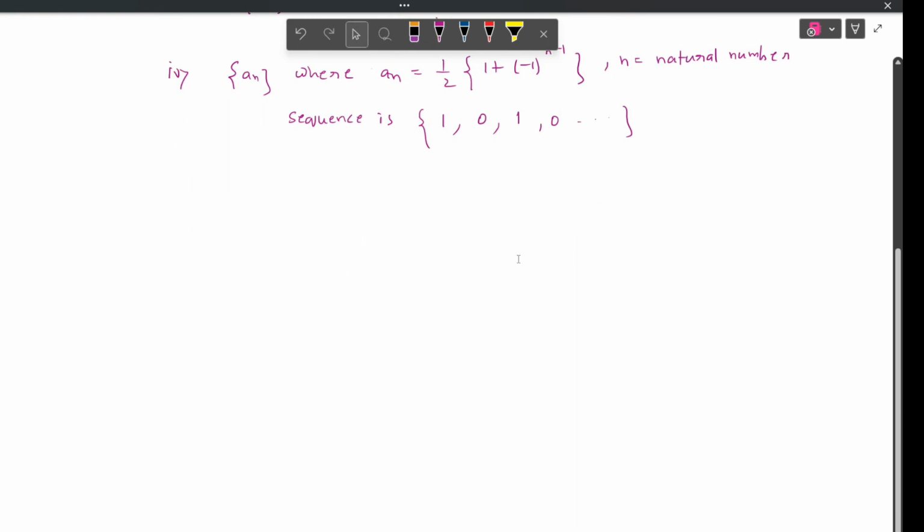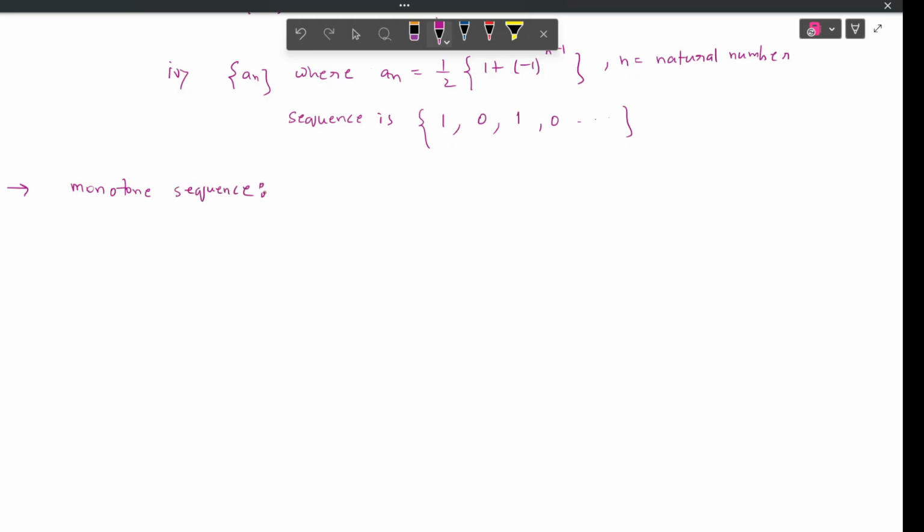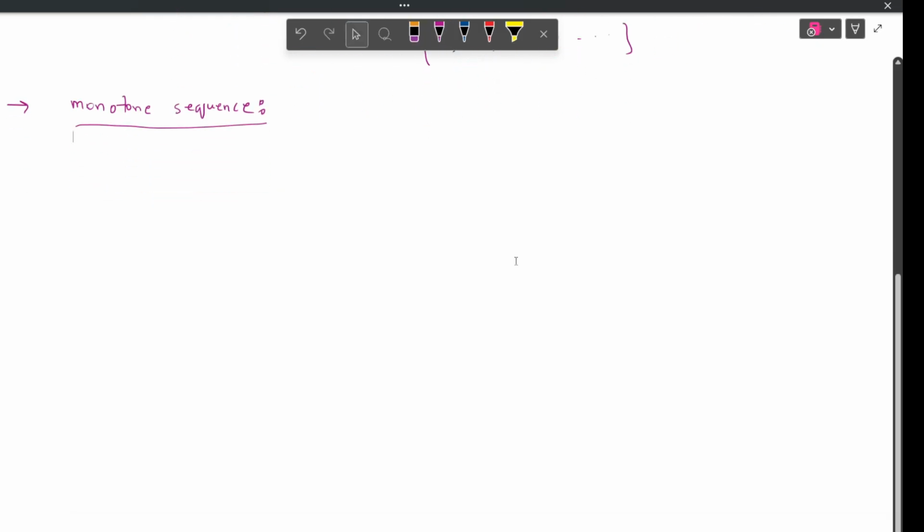Now, moving forward, the next topic is monotone sequence. In this monotone sequence, we have monotonic increasing sequence and monotonic decreasing sequence. So let us see one by one. First one is monotonic increasing sequence.